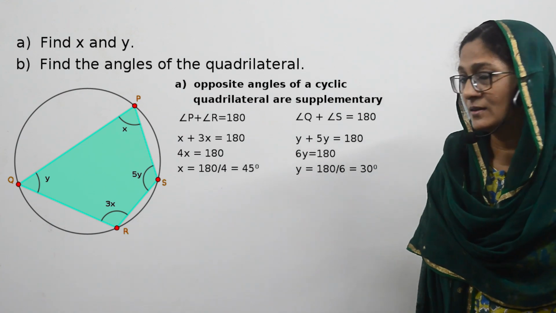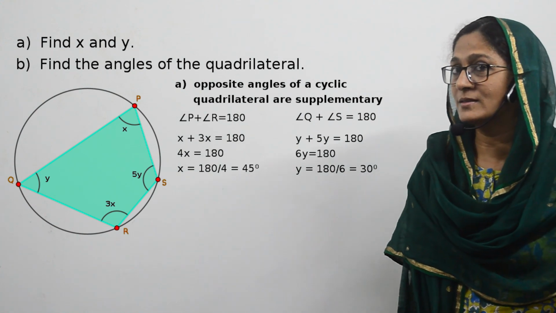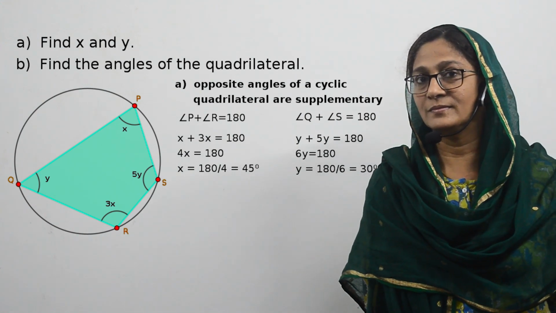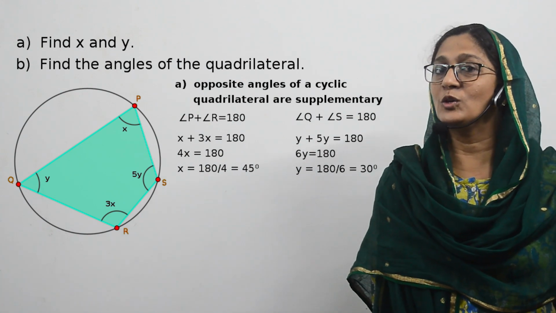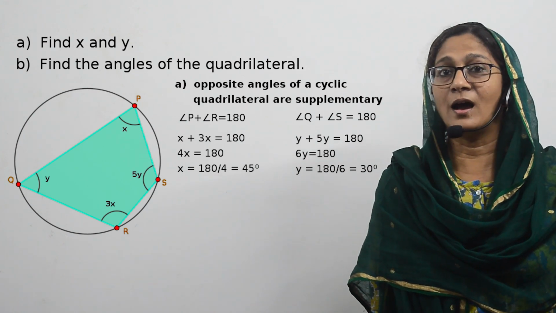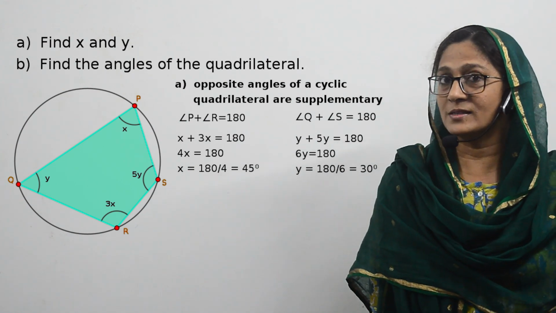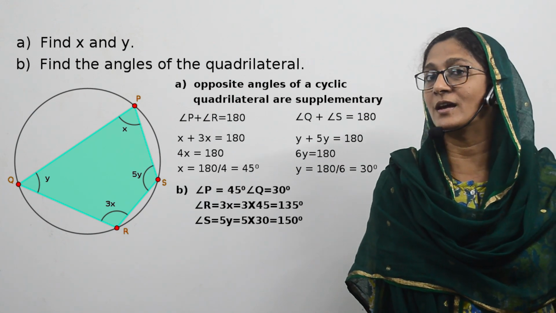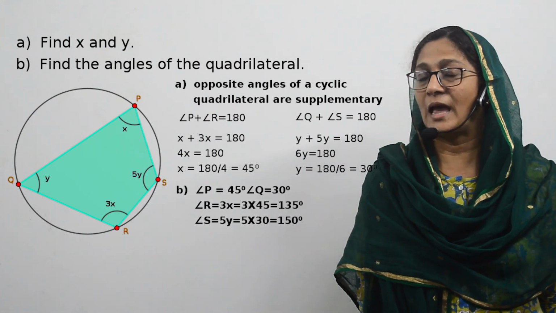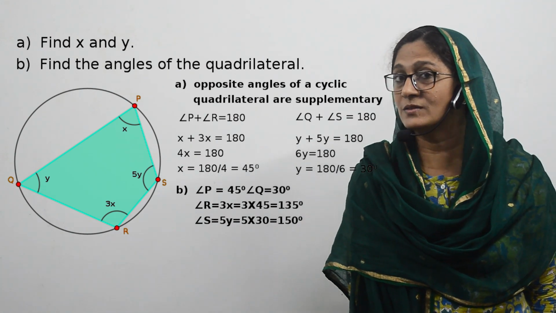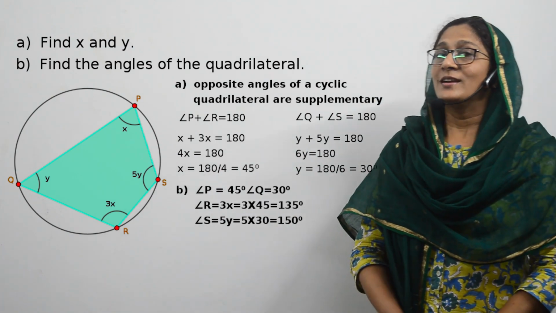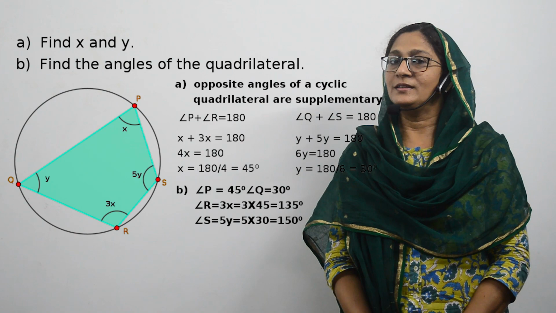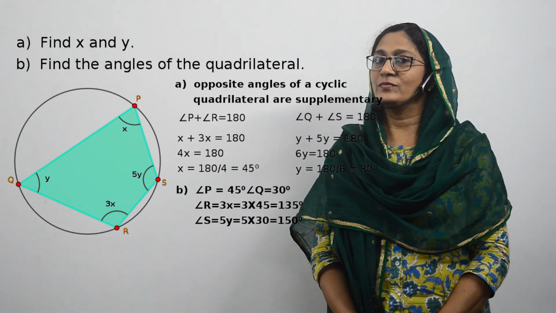Now can you find the measure of all the angles in the figure? Angle P is 45 degrees, angle Q is 30 degrees, angle R is 3 times x. So 3 times 45, that is 135 degrees. Angle S is 5 times y, that is 5 times 30, 150 degrees. The angles of the quadrilateral are 45, 30, 135 and 150 degrees. Here is the next one.